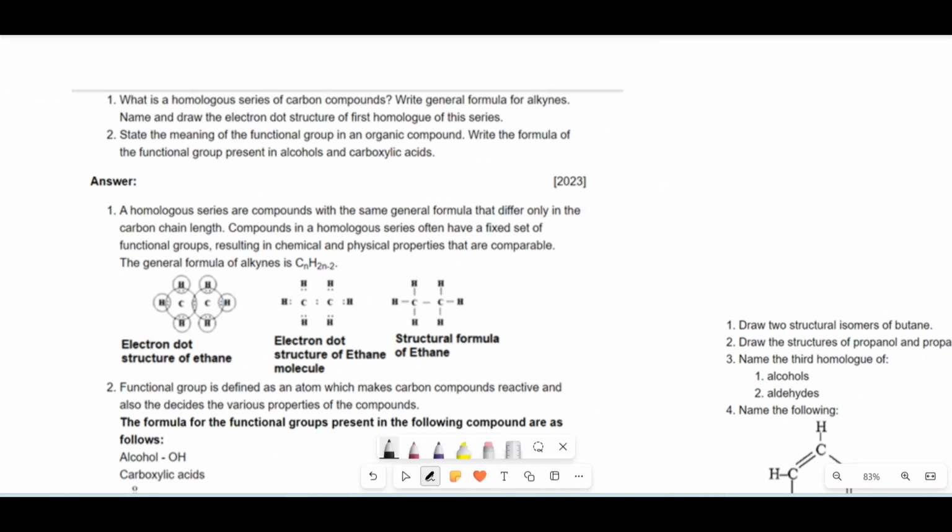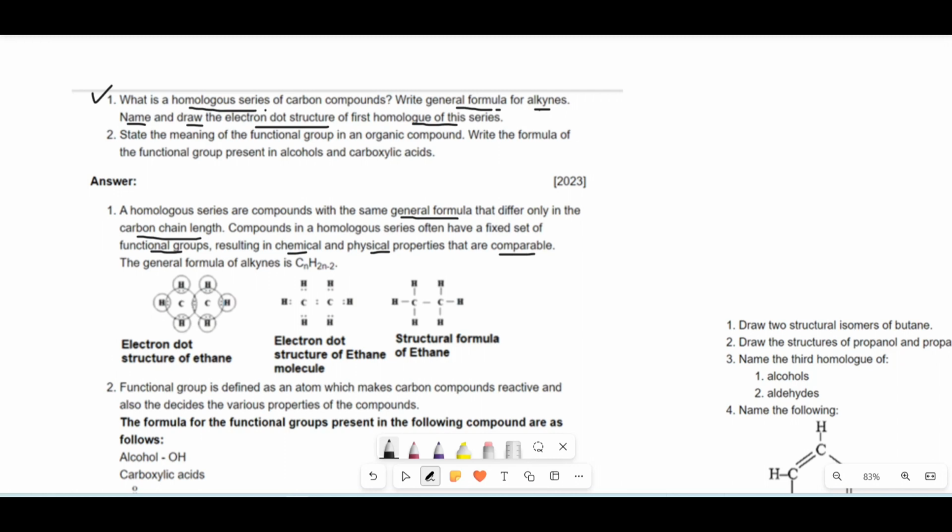What is a homologous series of carbon compounds? Write the general formula for alkynes. Then name and draw the electron dot structure of the first homolog of the series. So a homologous series is a series which has a general formula, and the members differ only in the carbon chain length. Compounds in a homologous series often have a fixed set of functional groups, resulting in chemical and physical properties that are comparable.